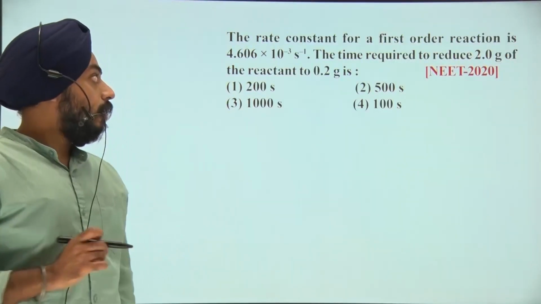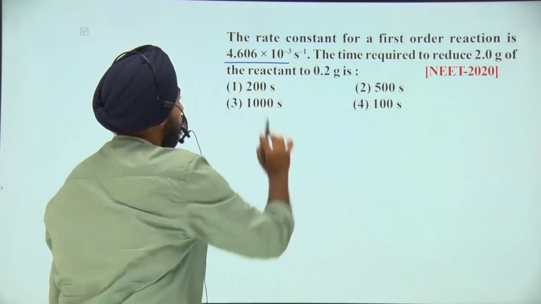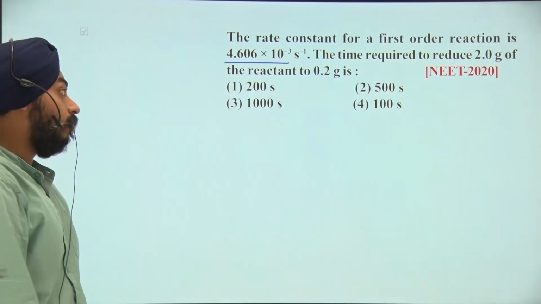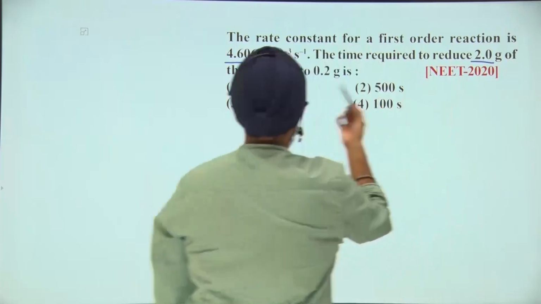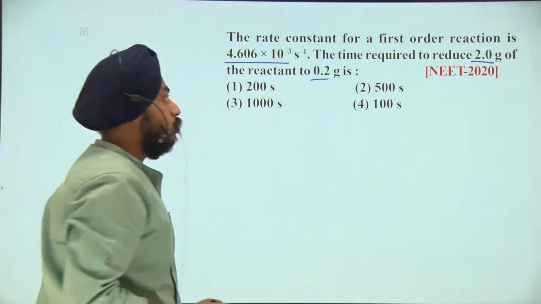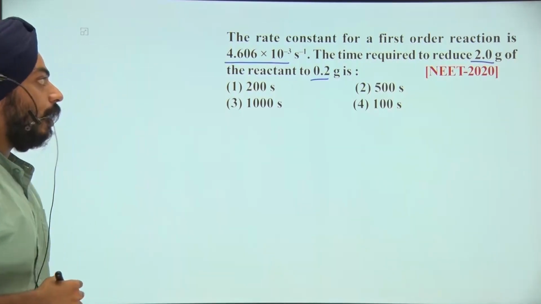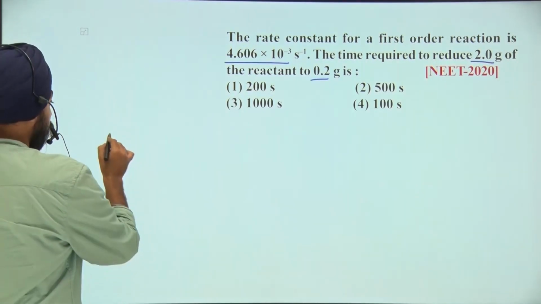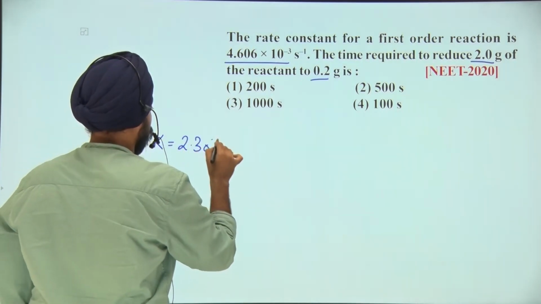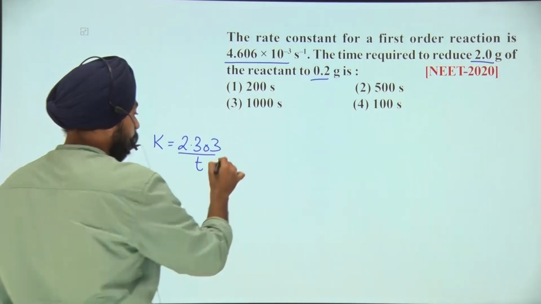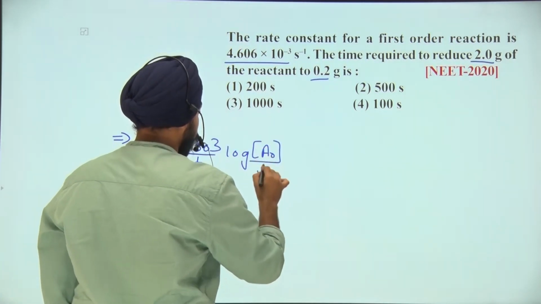Students, our question is: the rate constant for a first order reaction is 4.6 into 10 to the power of minus 3 second inverse. The time required to reduce 2 gram of reactant to 0.2 gram. So we have to calculate the time required for this conversion. Clear? Now student, as this is a first order reaction, we know that k equals 2.303 by t log of a0 by a.